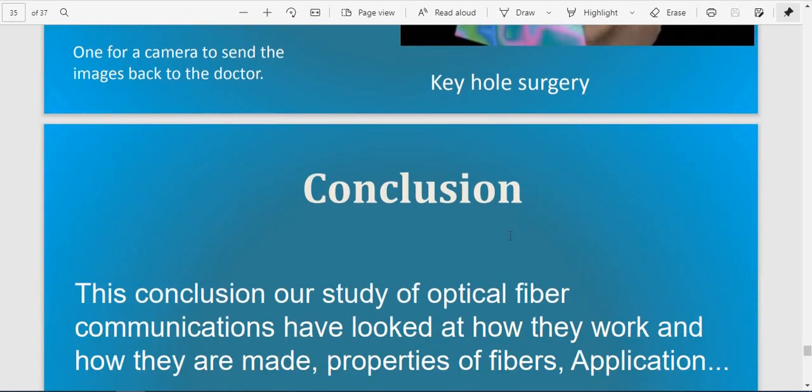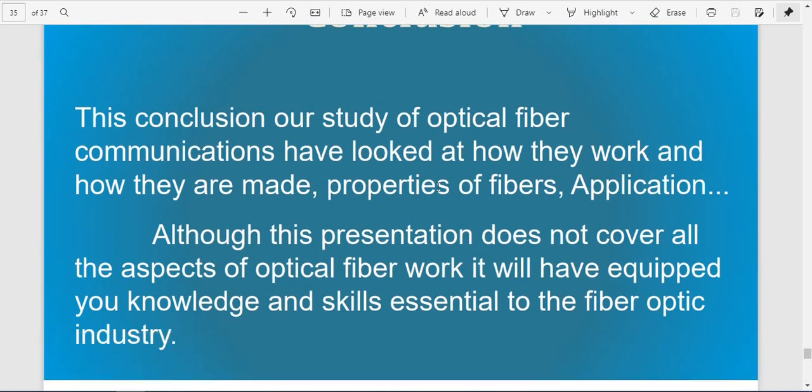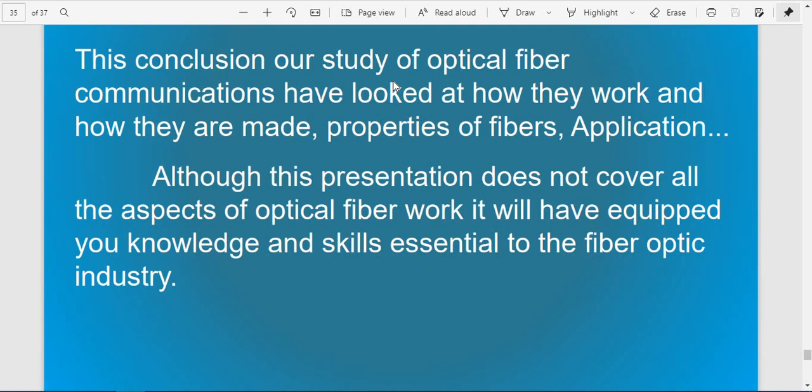And what is the conclusion, students? What have we learned till now? We can conclude that optical fiber communications, how they look and how they work, how they are made, the properties of fibers and applications. We need to understand all these aspects, where we actually stand, and how skilled we need to be to get the optical fiber industries to work. These are the things we covered in today's class: application, advantages, disadvantages, working, and everything. This is the introductory part of unit 1 that we have covered.